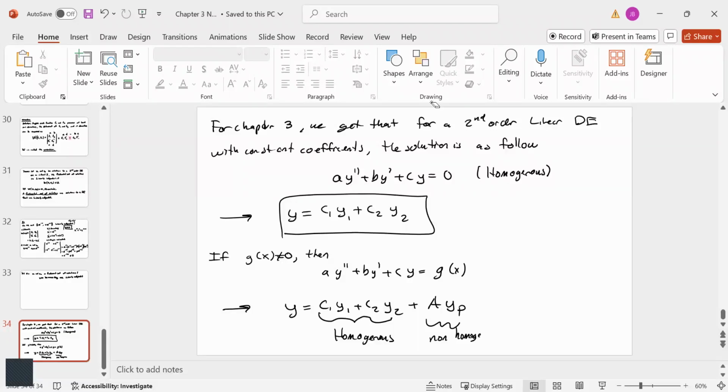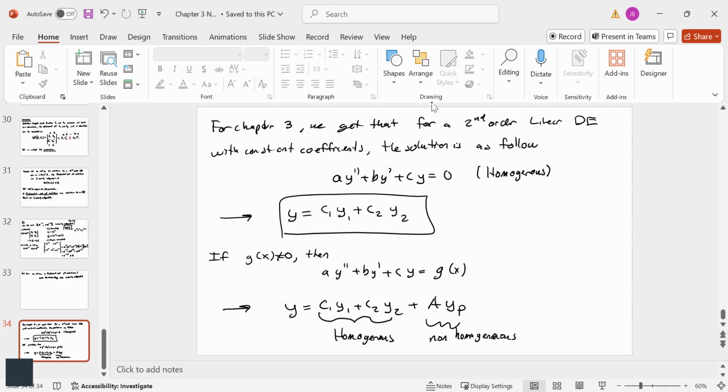Can't spell homogeneous right now, even though I practiced for a long time. Nope, can't spell homogeneous at this exact moment. That's kind of funny. There we go.